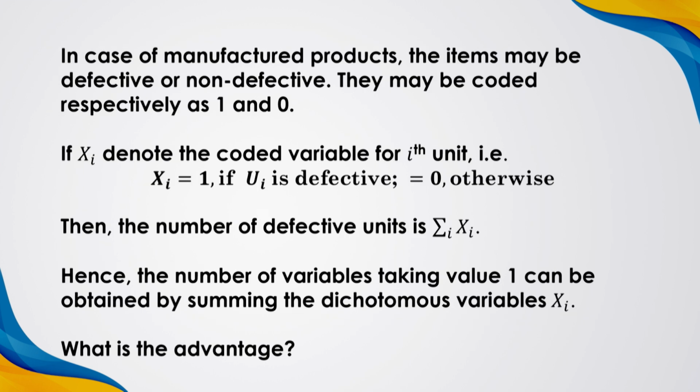In case of manufactured products, the items may be defective or non-defective. They may be coded respectively as 1 and 0. If xi denotes the coded variable for the ith unit, that is xi takes value 1 if the unit is defective, 0 otherwise, then the number of defective units is sigma over i of xi. Hence, the number of variables taking value 1 can be obtained by summing the dichotomous variable xi.